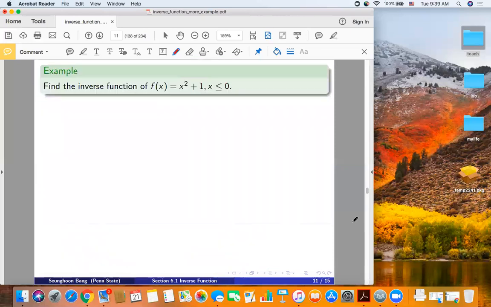So we have the same function, changing only the domain. Like this: x is less than or equal to 0 as the domain. The domain is given. First, check whether function f is one-to-one or not. If yes, you can interchange x and y first.